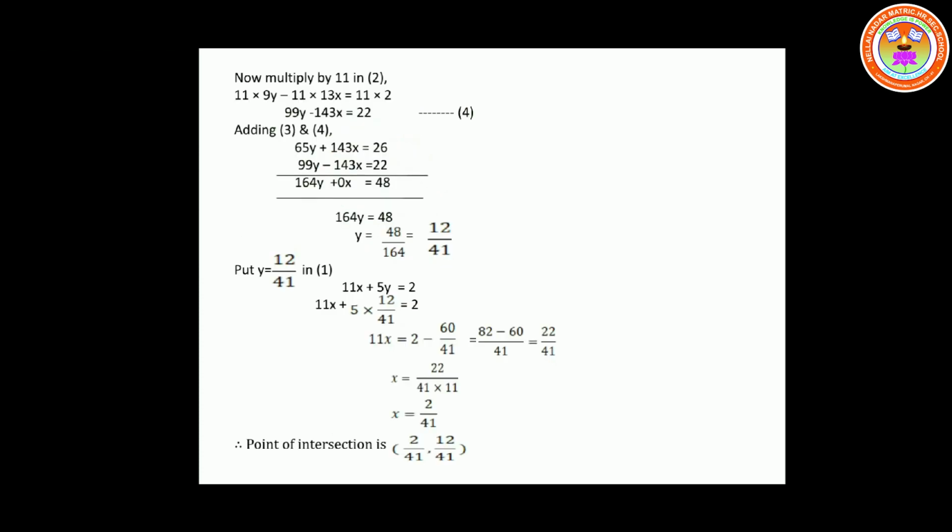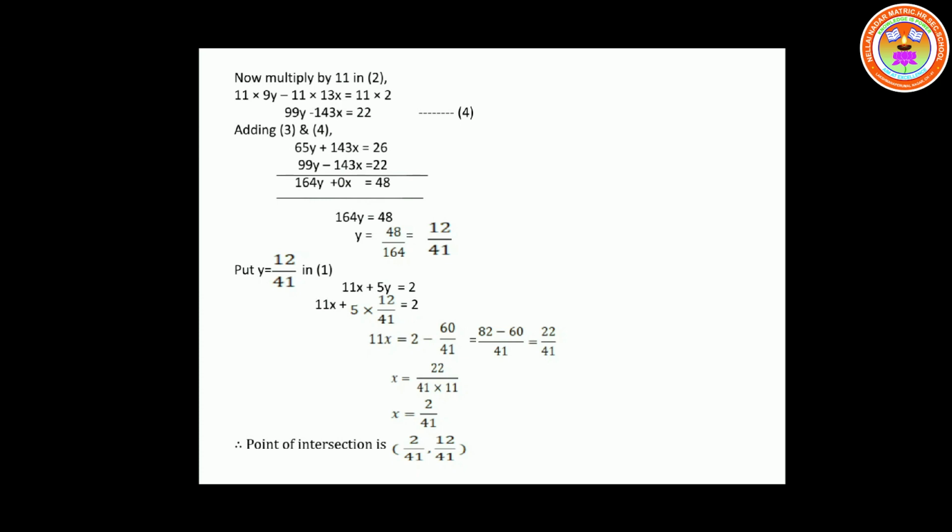Next, I am going to multiply by 11 in equation 2. So equation 2, when I multiply by 11, 11 into 9y minus 11 into 13x, that is equal to 11 into 2. So when I multiply 11 into 9, that becomes 99y, minus again 11 into 13 becomes 143x, that is equal to 11 into 2 is 22. Now mark the fourth equation.